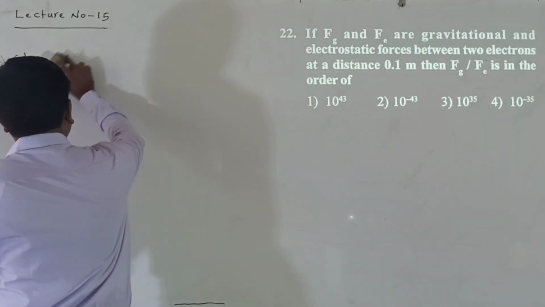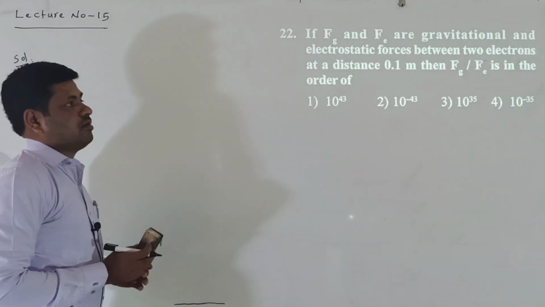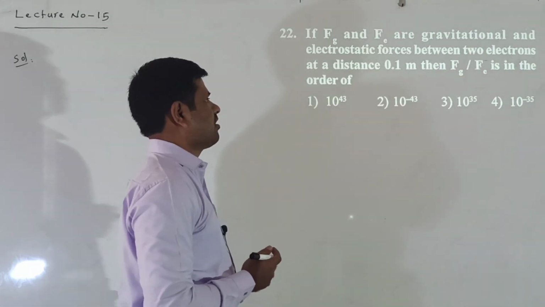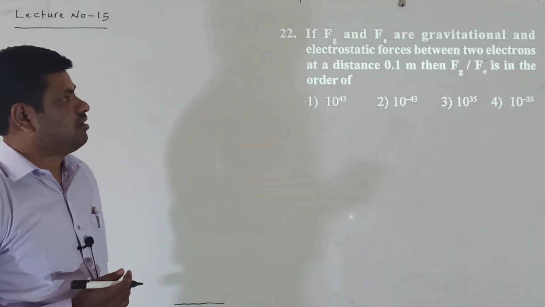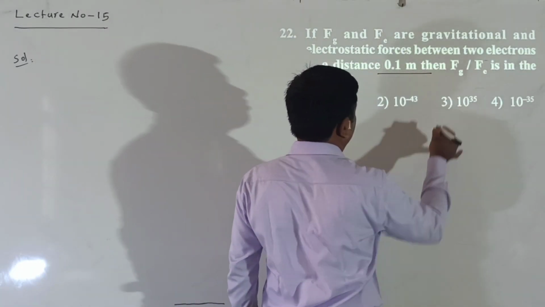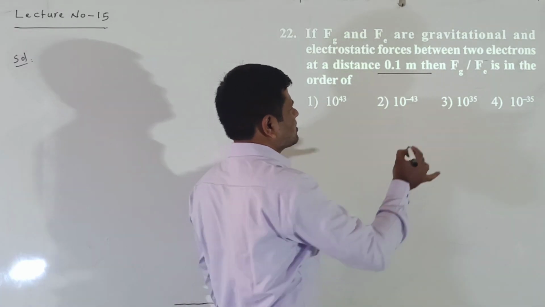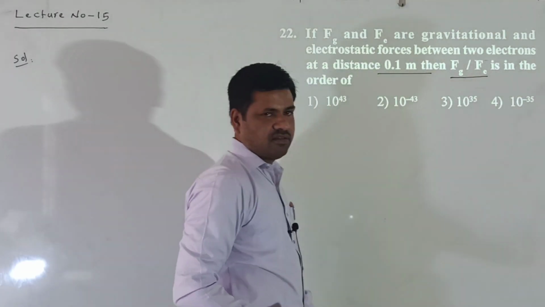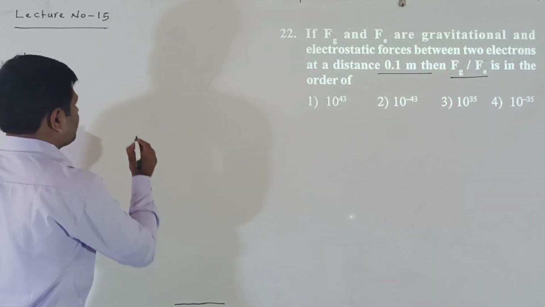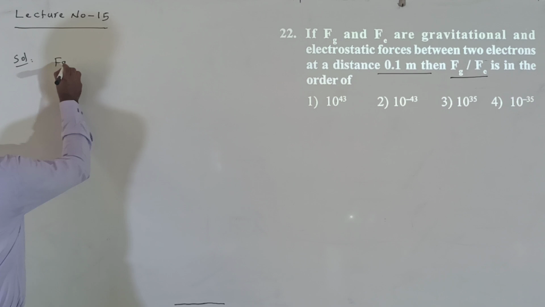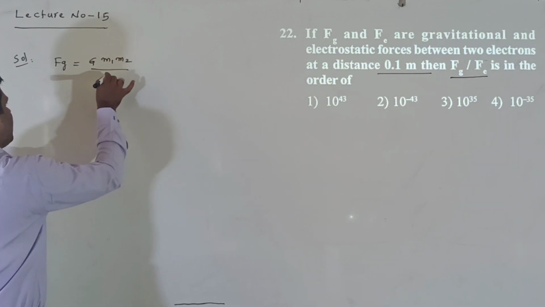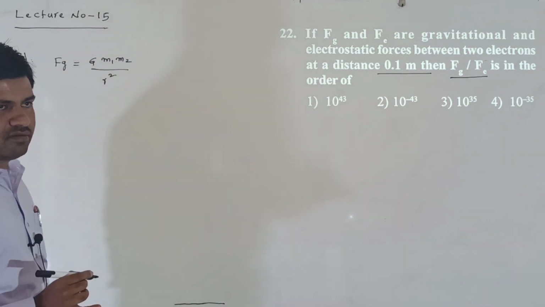In these 22 questions, see here. Fg and Fe are the gravitational and electrostatic forces between two electrons at a distance of 0.1 meter. Then what is asked? Fg by Fe is asked in this question. Fg is the gravitational force, so Fg is equal to the formula G m1 m2 by r square. This is the formula for Fg.